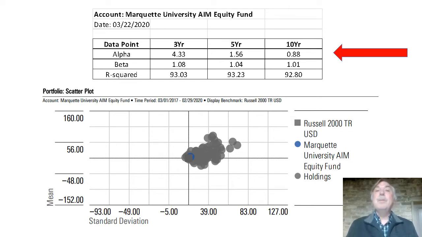Now you're familiar with beta. Not surprisingly, our beta is slightly greater than 1, given that we have a growth tilt. You maybe haven't seen R square yet, but it talks about how true we are to the benchmark. A 93 R square is fine. When you get above 95% and approaching 100%, you might as well own the ETF for that particular benchmark.